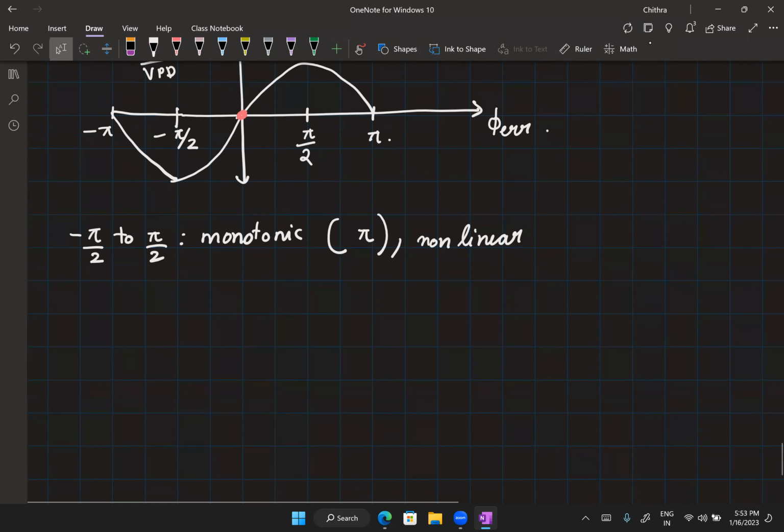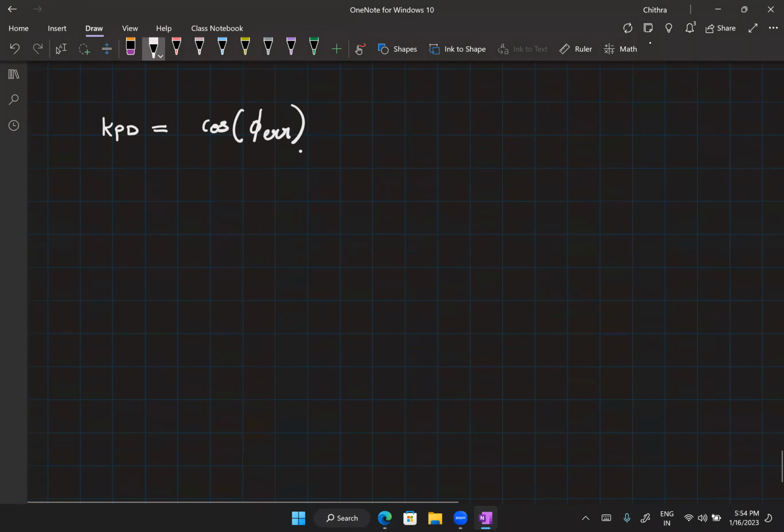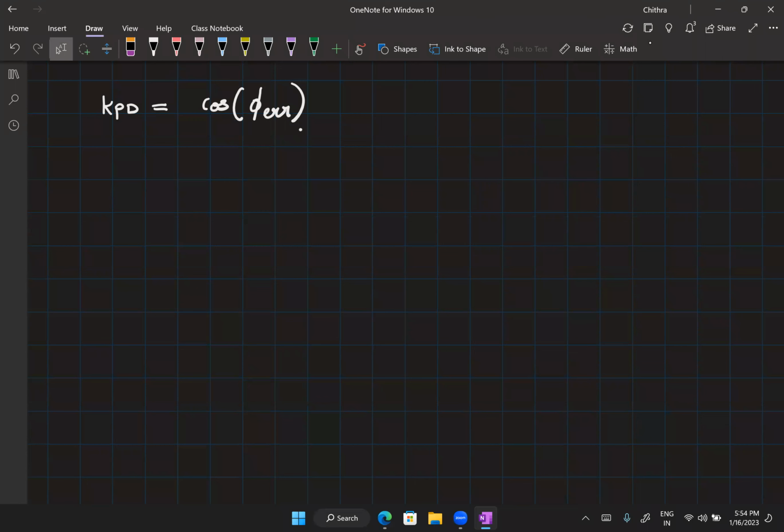All right. And what is the expression for KPD? It should be plus cos of phase error. Okay. Again, you can plot the KPD as well. All right. So now let's move on to the digital implementations of phase detector. We'll start with the XOR based PD.